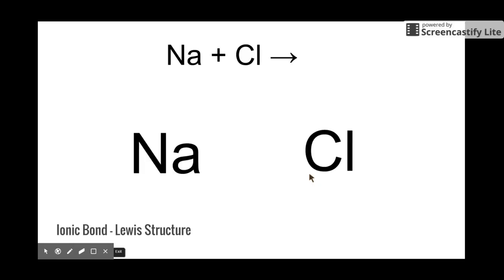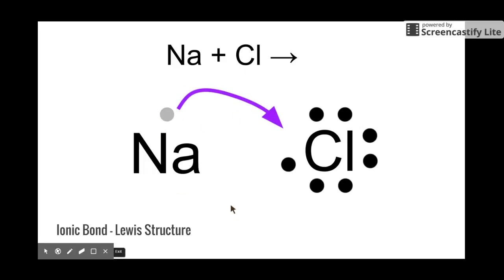So here's an example. Here's sodium and chlorine. Sodium has 1 valence electron. I know that from the periodic table. And chlorine has 7 valence electrons. I know that from the periodic table. Now, what's going to happen in this scenario? Sodium is going to transfer its valence electron to chlorine, kind of like this.